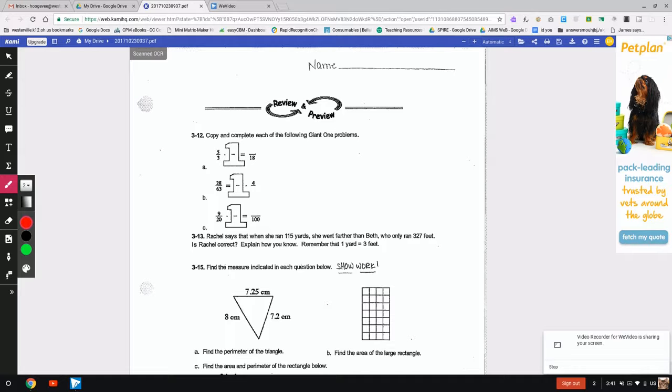Just going over tonight's homework here, little hints. Again, there's an answer key below on Google Classroom, and there's also an answer key attached on the video. So, again, looking at question 312, we already copied them for you, so just use the giant one. Again, what you do on top, you do on the bottom.